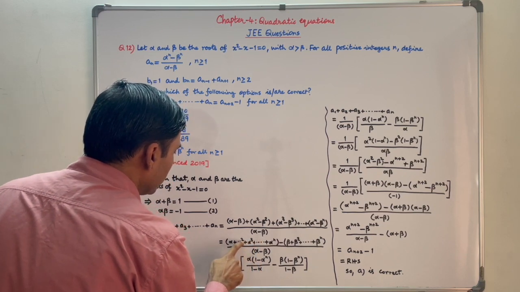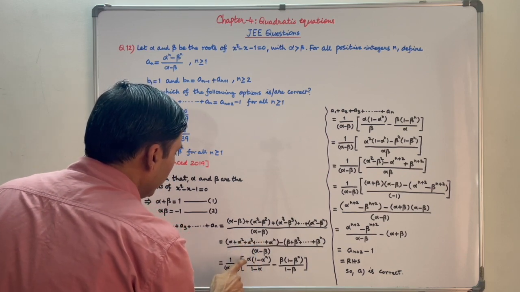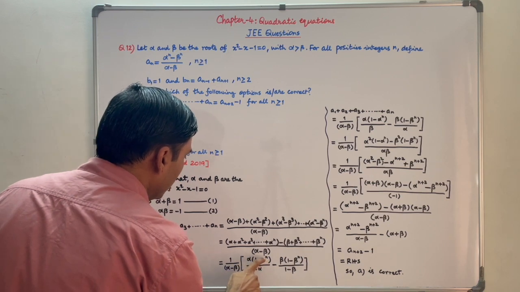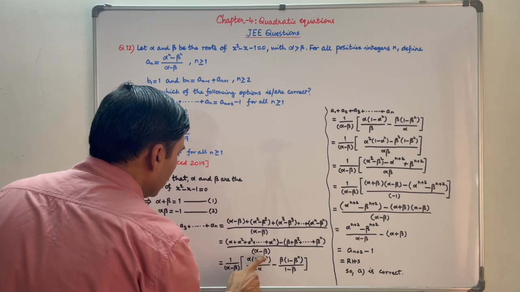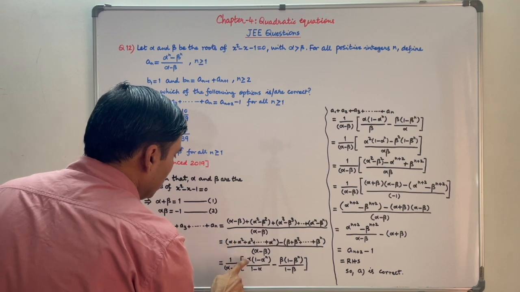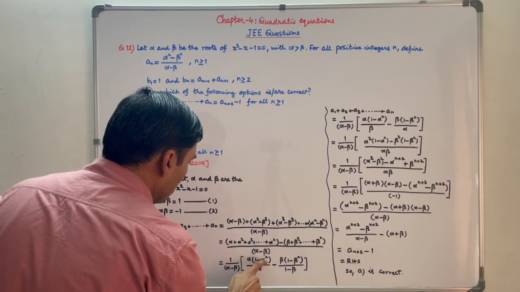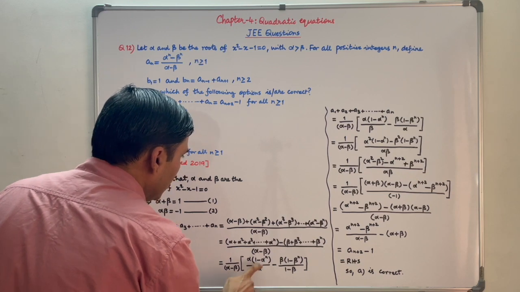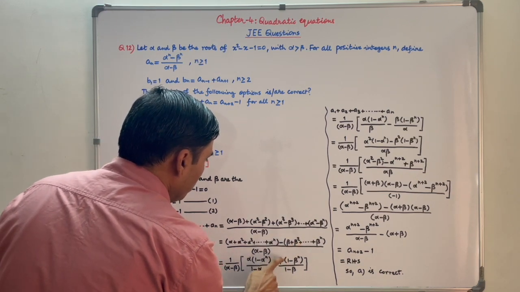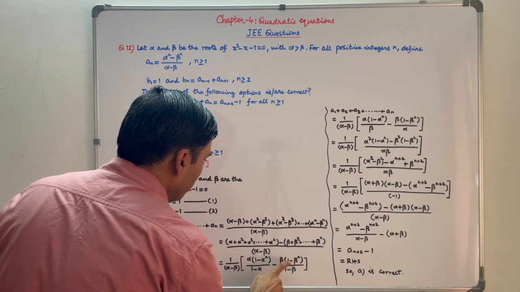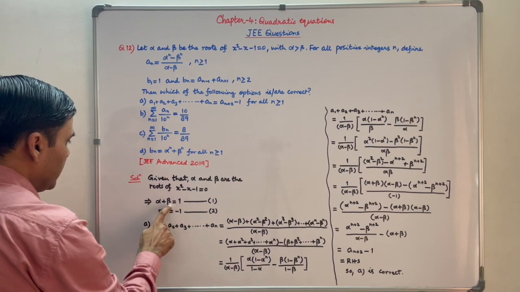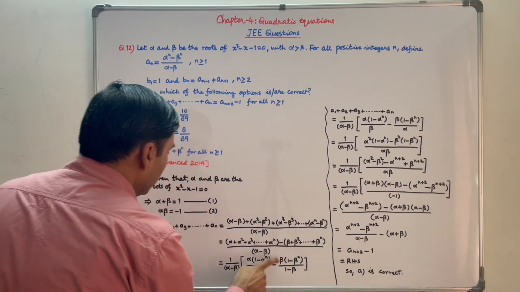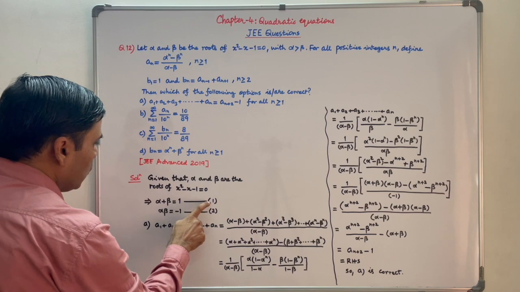So the sum of n terms of a GP series is given by the formula a into (1 minus r to the power n) upon (1 minus r), where a is the first term, r is the common ratio and n is the number of terms. So the sum of this GP series will be equal to alpha into (1 minus alpha to the power n) upon (1 minus alpha). And the sum of this GP series will be equal to beta into (1 minus beta to the power n) upon (1 minus beta). The value of 1 minus alpha is equal to beta and the value of 1 minus beta is equal to alpha, from equation number 1.